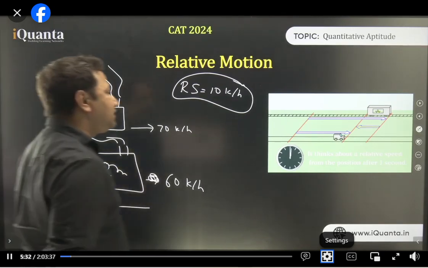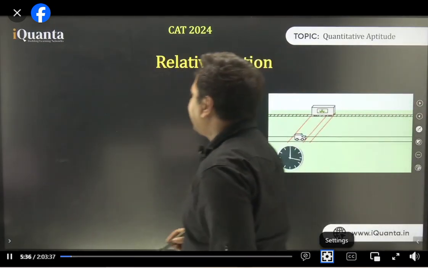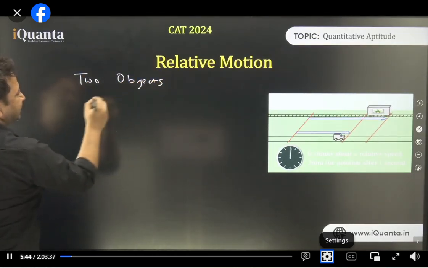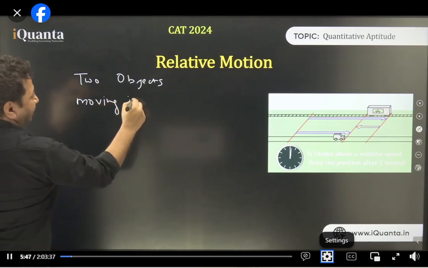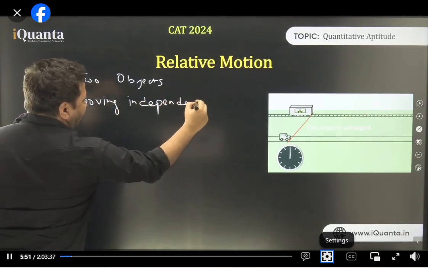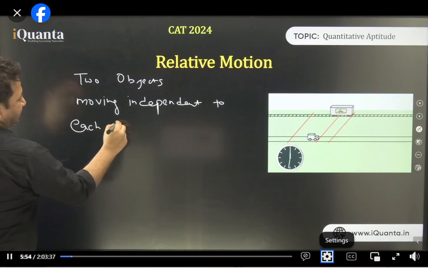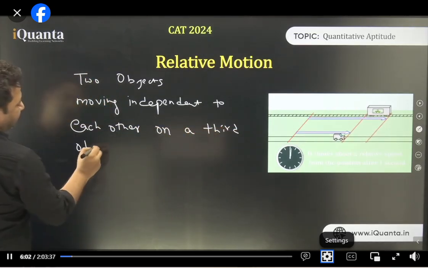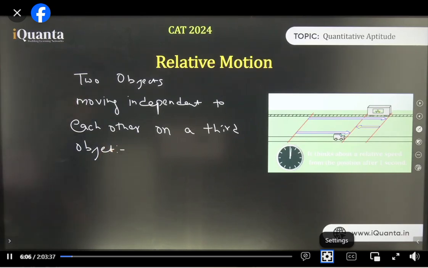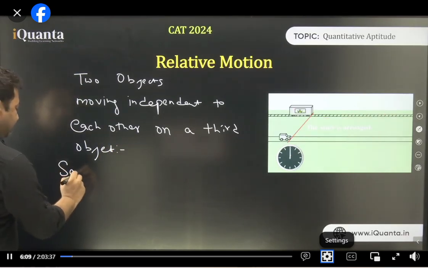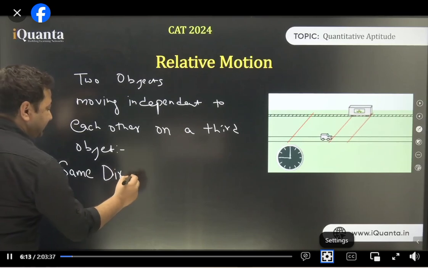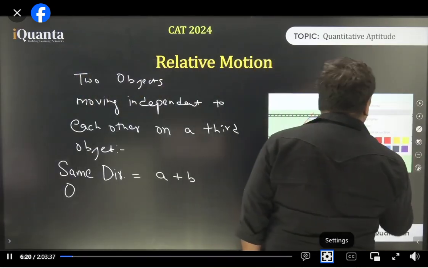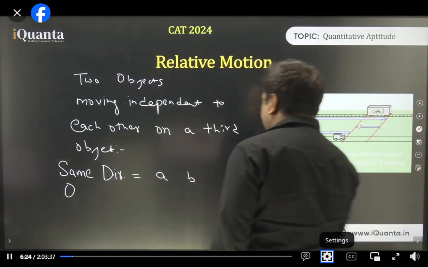Okay, so from all of this, we have come to a conclusion that if there are two objects that are moving independent of each other on a third object, then there will be two different cases. If the direction is opposite, the speeds will add up, a plus b. If it is the same, it will be a minus b. I'm assuming that a is greater than b.